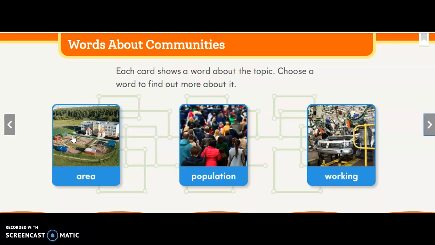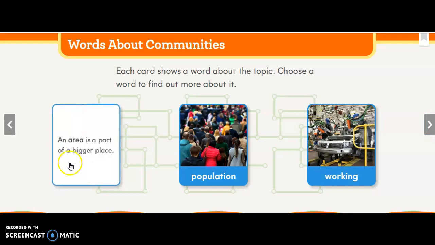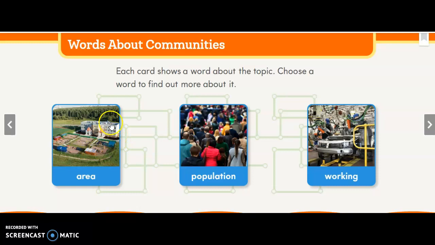So a word that you'll need to know for this module is area. Area. When I flip it over, it tells me an area is a part of a bigger place. An area is a part of a bigger place. Okay? So when I think about places, I can think of an area. So right here, like this whole area is a part of this house maybe, that's a huge house, maybe a mansion, I'm not sure.